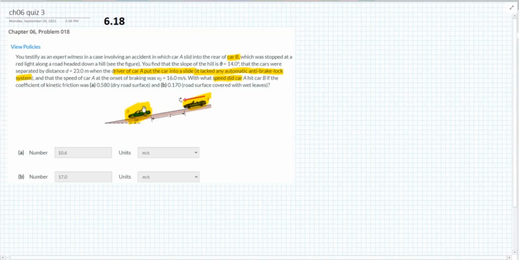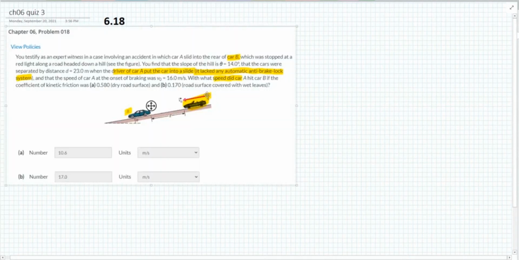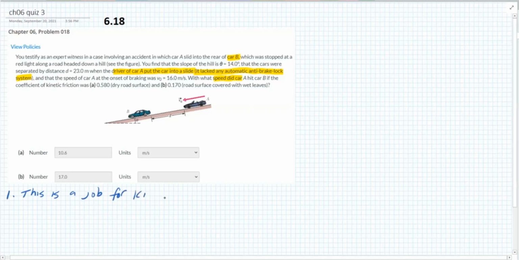What is the impact speed between the green car and the blue car? I'm saying that because this is green and this is blue. What is the impact speed? And then we need that for this case. It's probably an insurance company case. All right. So to me, right away, I'm just thinking kinematics. Number one, this is a job for the kinematics analysis method.